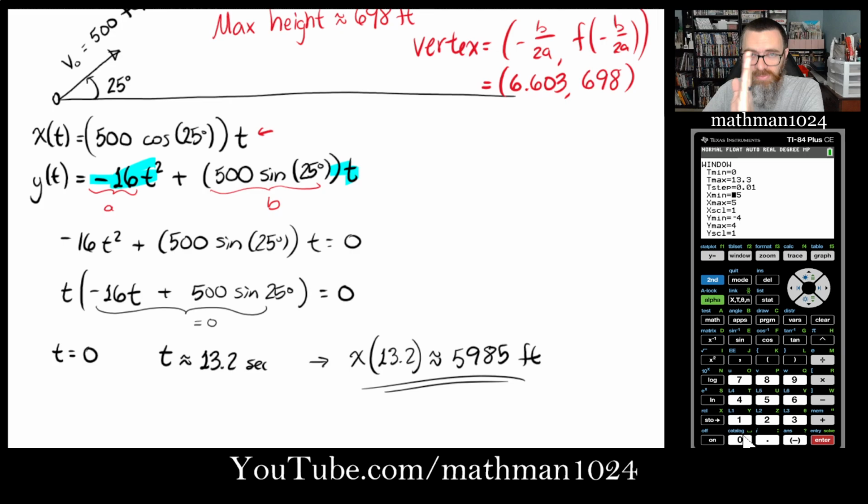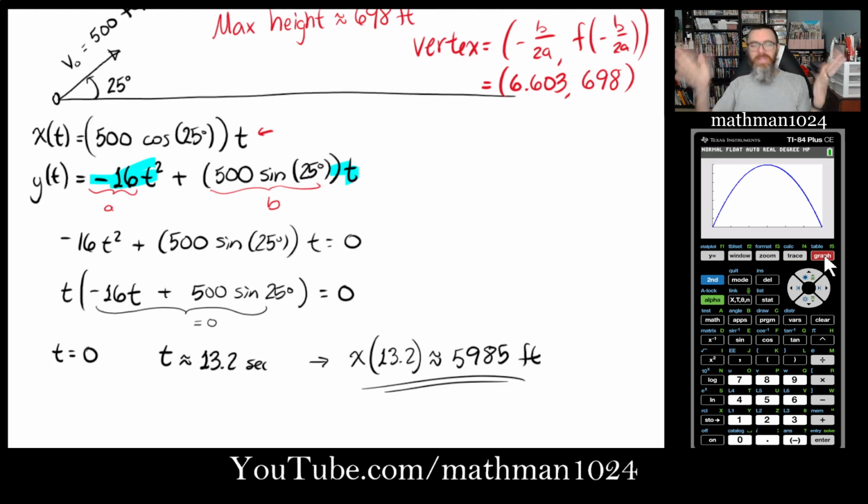X min, so the x is the horizontal position, so 0 is the min. The max we have here is about 5,985, so let's just make that a nice 6,000. And we'll make the x scale to be, let's say 1,000. The y min, lowest it gets is 0. The highest it gets we found to be 698 feet, so let's say 700, and a scale of 100. Let's see if this will work. Boom! Isn't that awesome? So that's what it would look like.